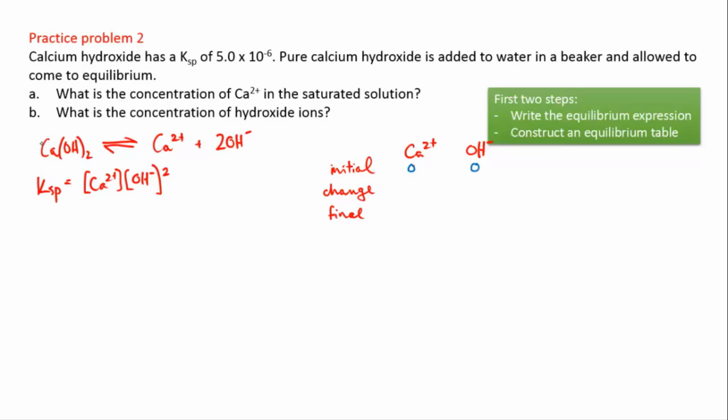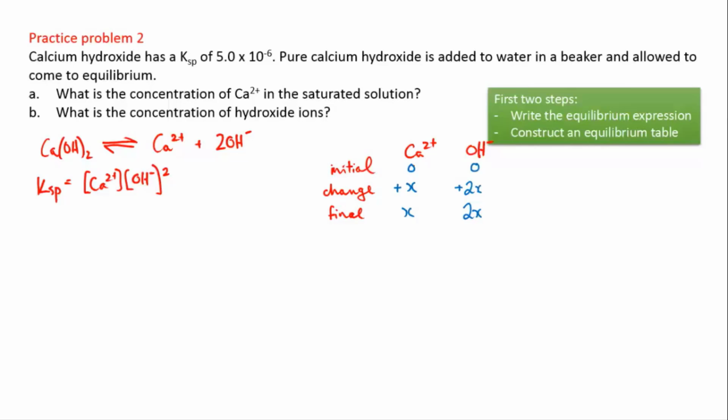Okay, now let's look at the equation. You can see that for every 1 mole of calcium hydroxide that dissolves, 1 mole of calcium ions is produced. So let's call the amount of calcium ions that is produced X, and we'll say that at equilibrium we've got X amount of calcium ions. Now, for every 1 mole of calcium hydroxide that dissolves, you get 2 moles of hydroxide. So if X moles of calcium are produced, then 2X moles of hydroxide must have been produced. So at equilibrium we'll have 2X of the hydroxide.